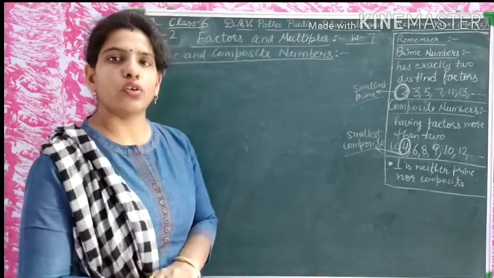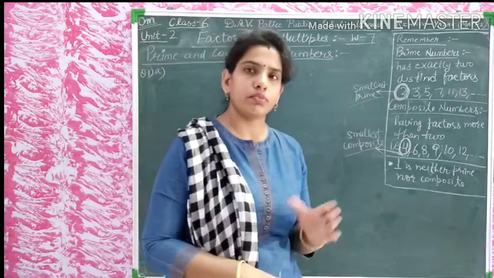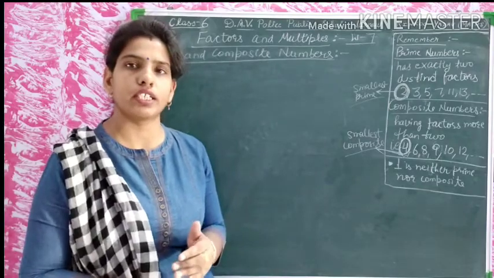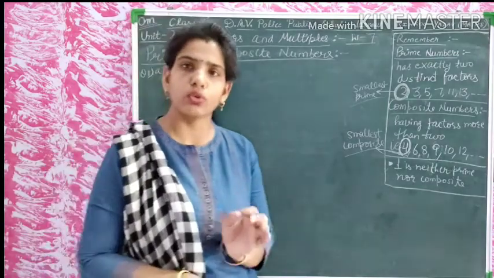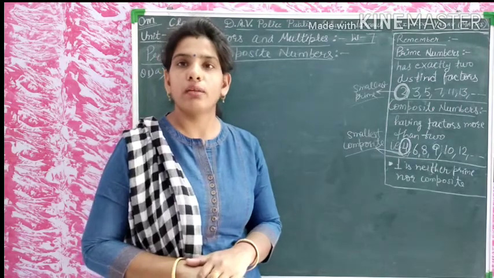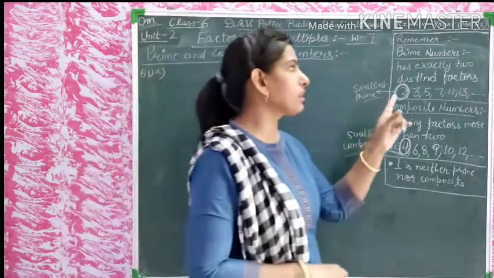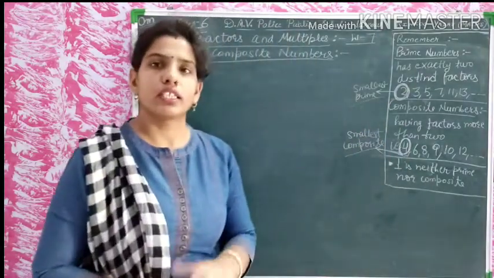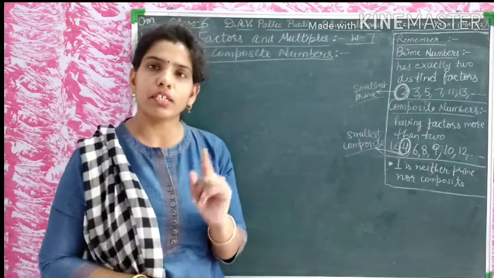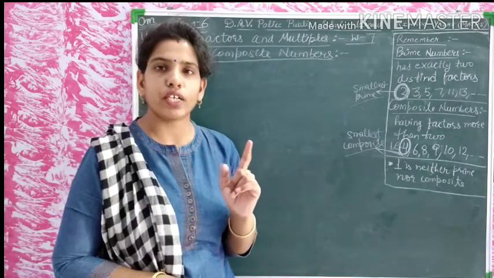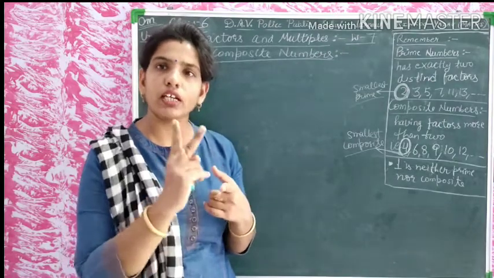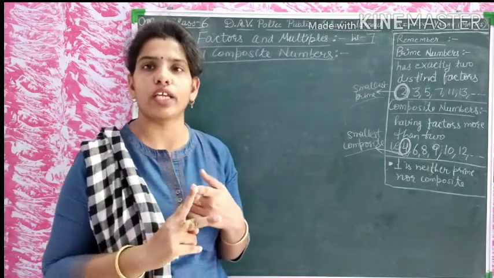Students, as we know, at the start of the chapter we did even and odd numbers, which are divided by 2 or not divided by 2. But there are also prime numbers and composite numbers. Prime means its only factors are 1 and the number itself. There are exactly 2 factors of the number.